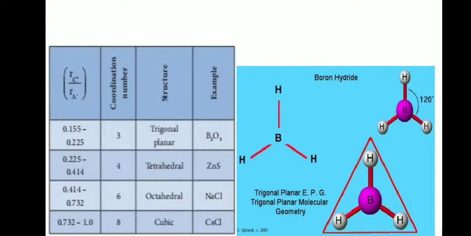First, the radius ratio RC plus divided by RA minus, and coordination number, structure and example. Coordination number 3: B means bigger anions, H means smaller cations. Coordination number 3, structure trigonal planar. For example, BH3 or B2O3. The radius ratio for trigonal planar is 0.155 to 0.225.